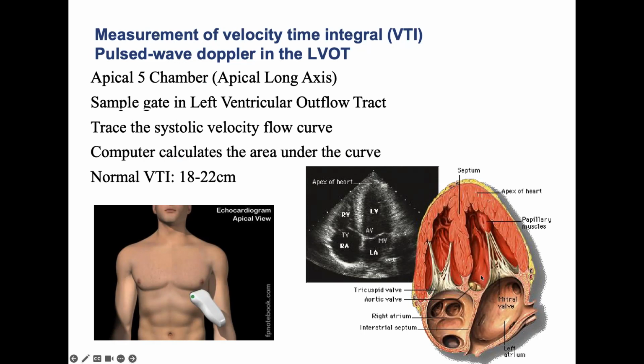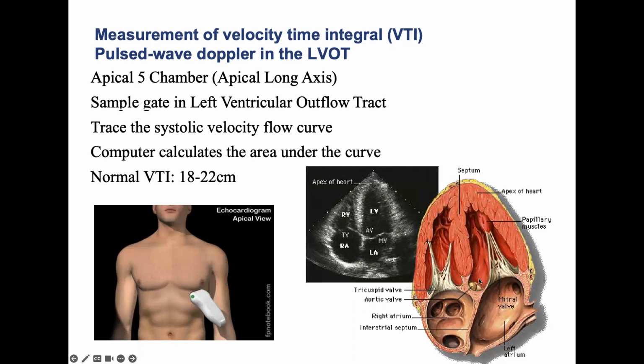So you're going to take this sample gate and put it right here in the LVOT. We basically get an apical 4-chamber view, and you're going to tilt the tail of the probe down so your beam goes more anterior, because that's going to bring in the LVOT and the aortic valve. If you remember, the aortic valve is more anterior than the mitral valve. So now we have this LVOT and aortic valve.